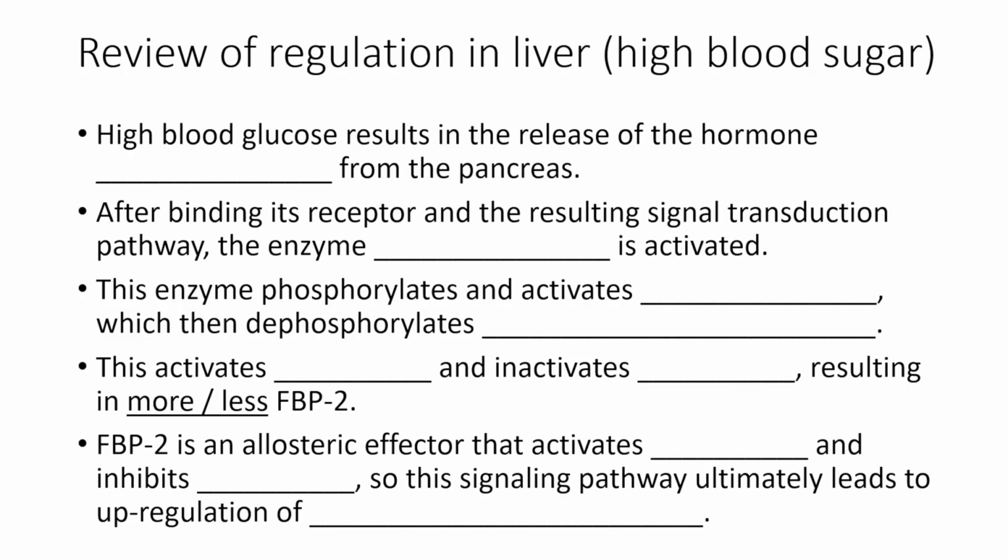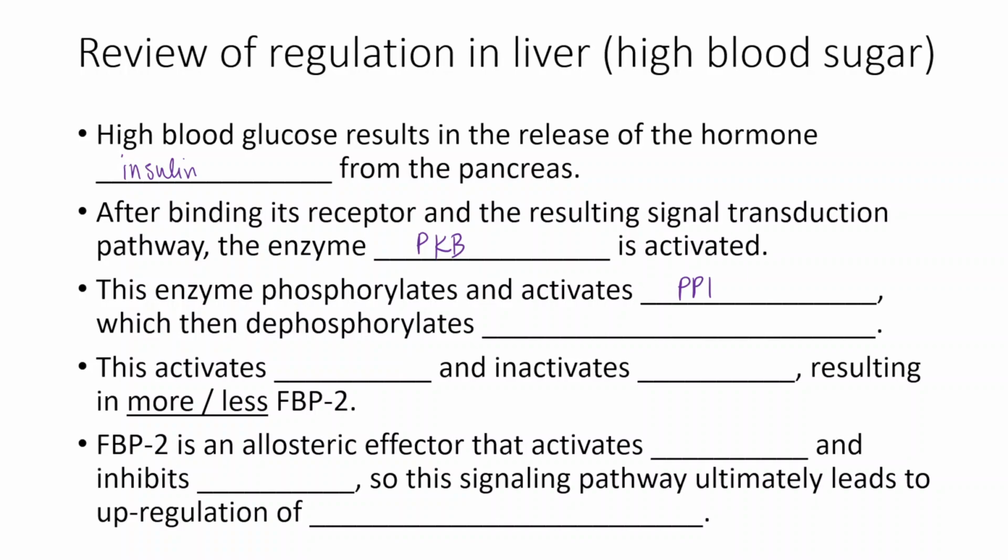Alright, so let's start with high blood sugar. High blood glucose results in the release of which hormone from the pancreas? Yeah, insulin. After insulin binds to its receptor and starts a signal transduction pathway, which enzyme is going to get activated? Yeah, PKB. Yep. So PKB is a kinase, so it phosphorylates and activates which enzyme? Not yet. That enzyme gets phosphorylated by PKA. PKB has a different target. What is the target of PKB? Yeah, PP1. Sorry.